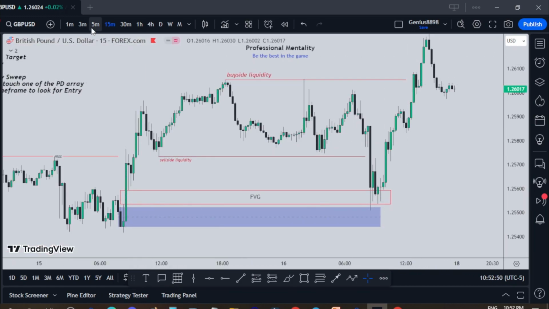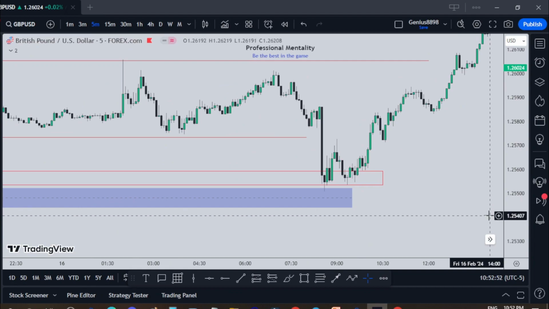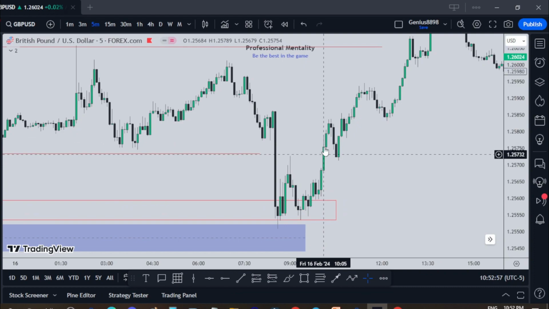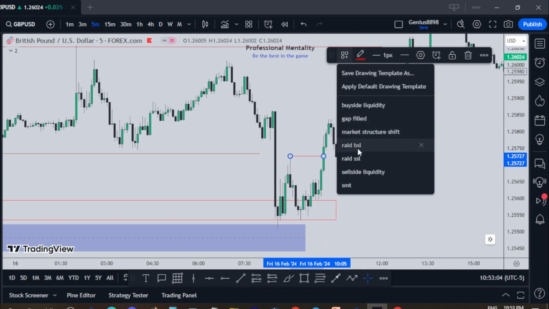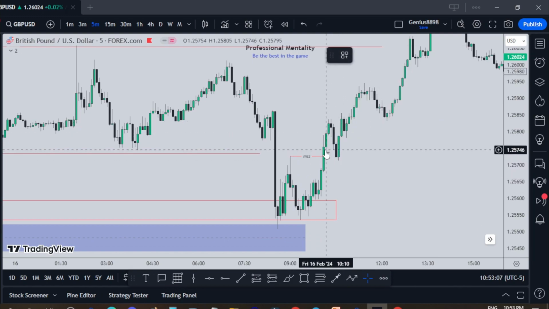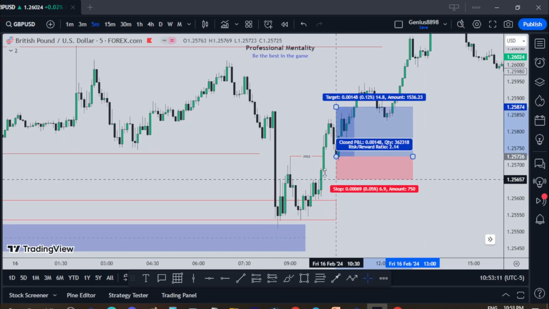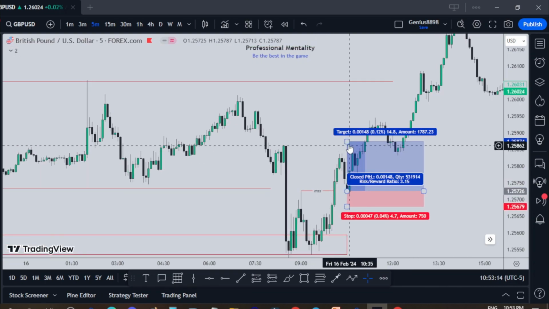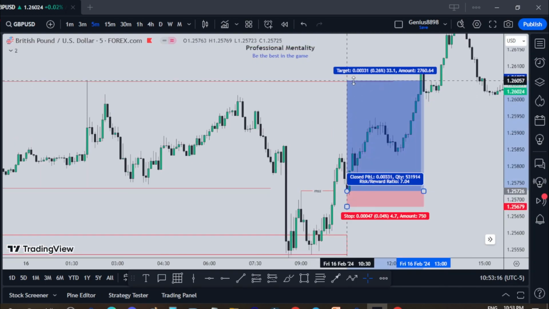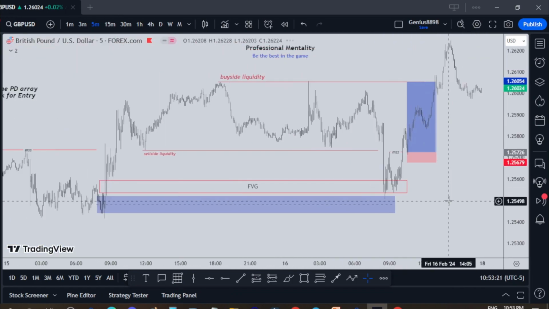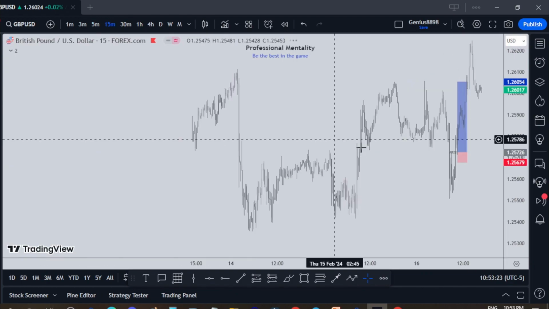To get in, you can go to a smaller time frame and look for your entry. In this case, you see that when price comes to the downside, we have a market structure shift to the upside right here. You can draw it out like this. We have a market structure shift, okay? And we have a small fair value gap in here. That's where you can get in. Your stop, you could use the stop here, and your target is the buy side liquidity, you see? So that is how you use a PD array as an entry.